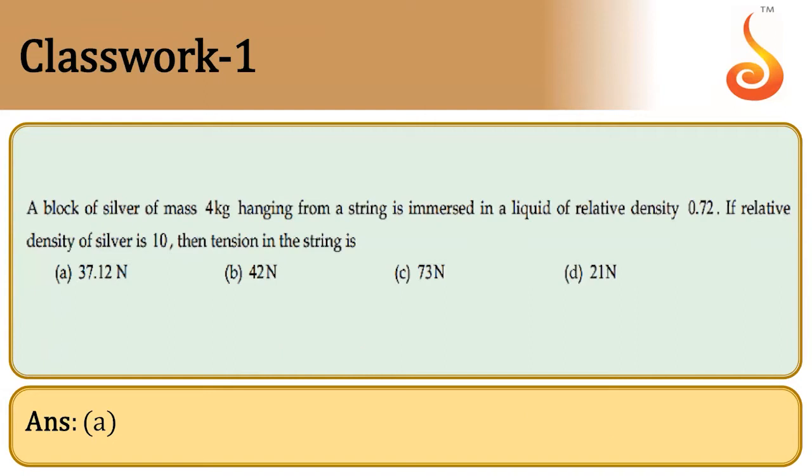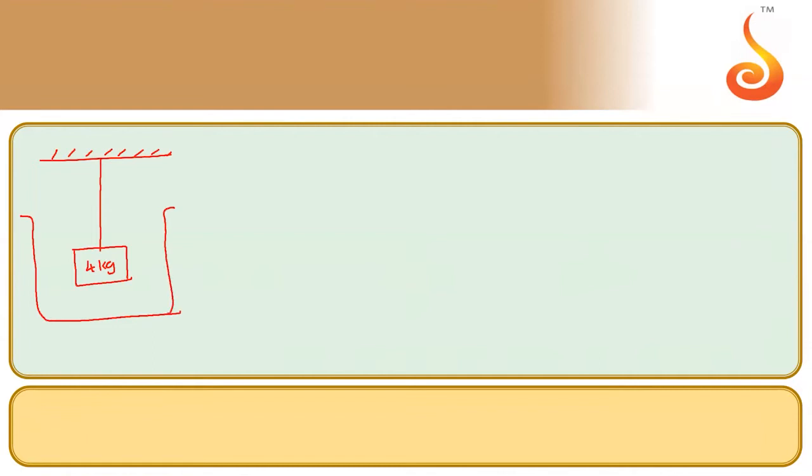Now, it is like this. There is a rigid support and a silver block is attached like this. The mass is 4 kg. This is the silver block and the mass is 4 kg. It is immersed in a liquid. Suppose there is no string, then this silver block will definitely sink to the bottom. Why? The density of silver is greater than the density of liquid. What is the density of liquid? They gave 0.72 relative density.